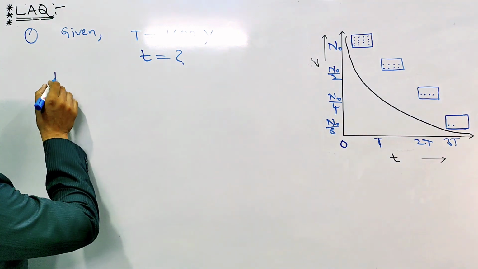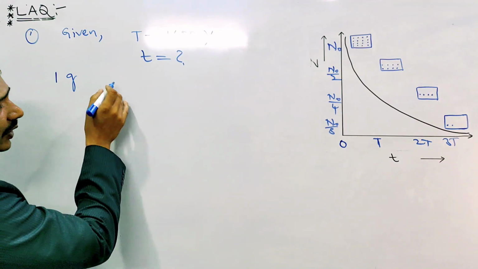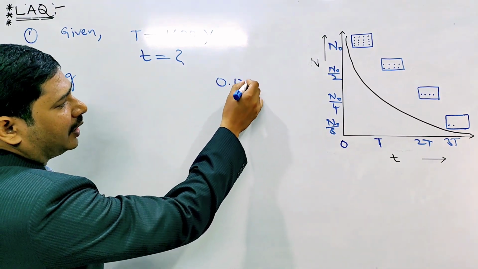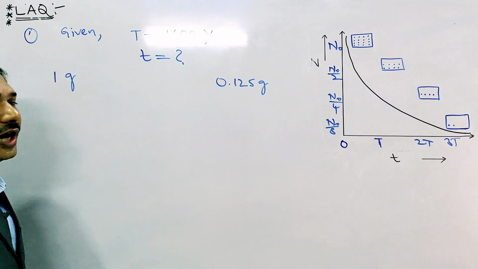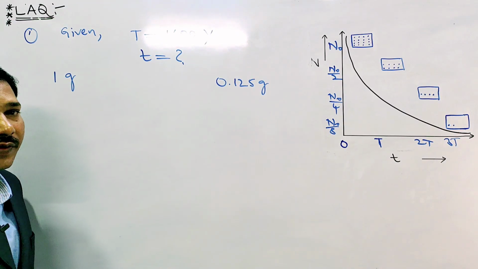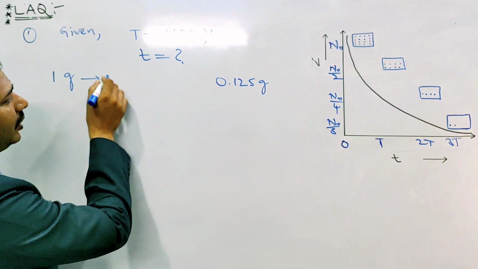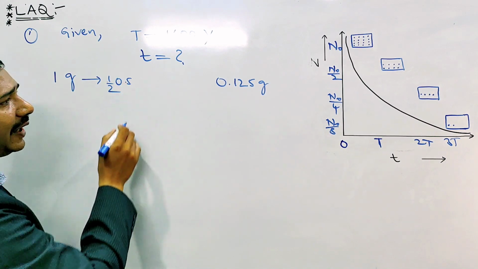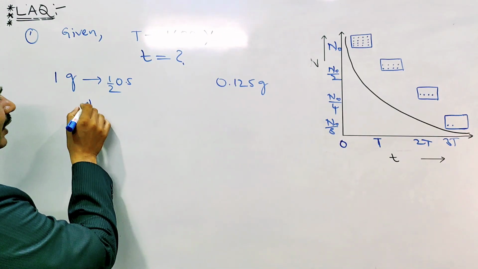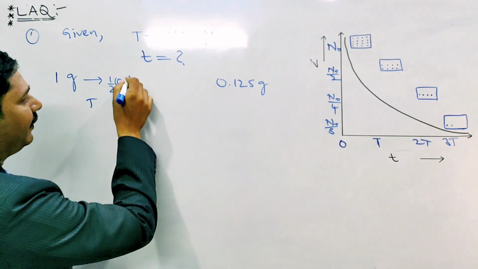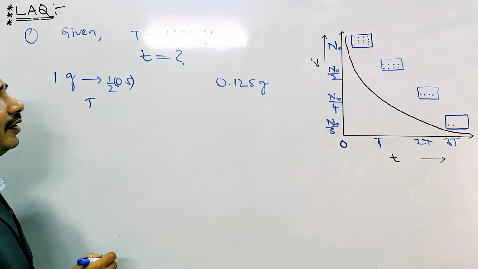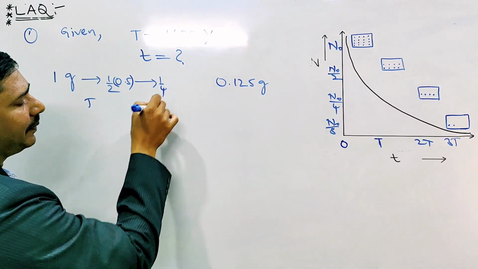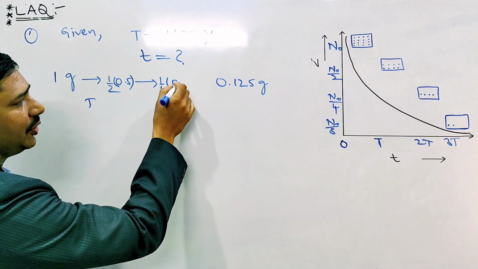Here 1 gram is the full amount, 100 percent, and we need 0.125 grams. How many half-lives are there in between? So we have to check. 1 gram to 1 by 2 gram, that is 0.5 grams, takes 1 half-life. Next, another half-life: what happened that time? 1 by 4, that is 0.25.